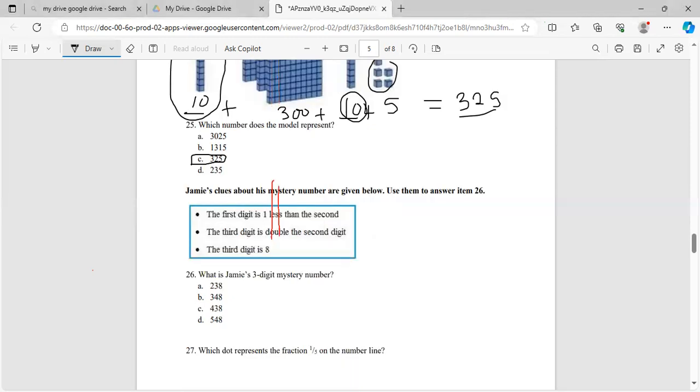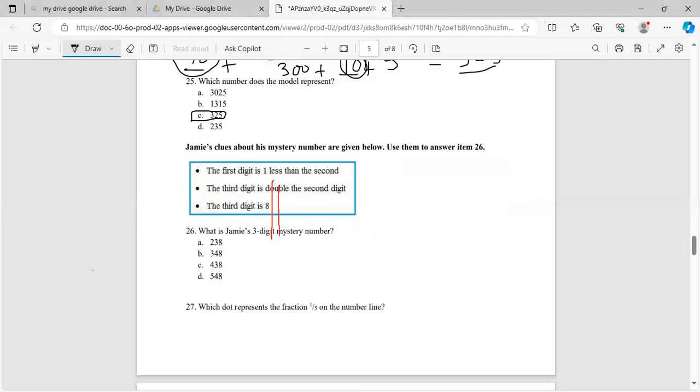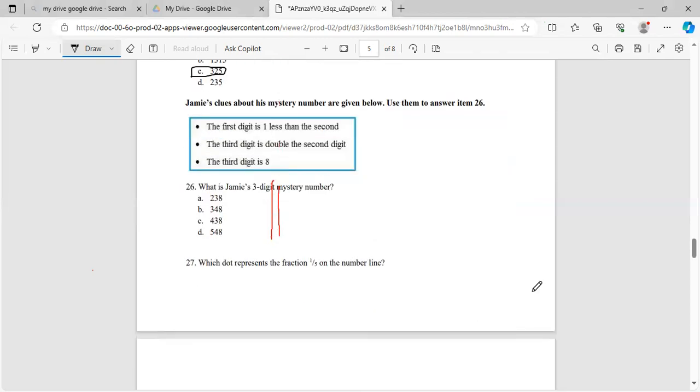All right. Here's another clue. Who put a red something there? The black, guys. 2 red strips. Sir, B 348. Sir, the answer is B 348, sir. All right. The first digit is less than the second.